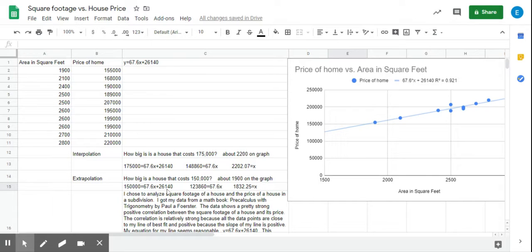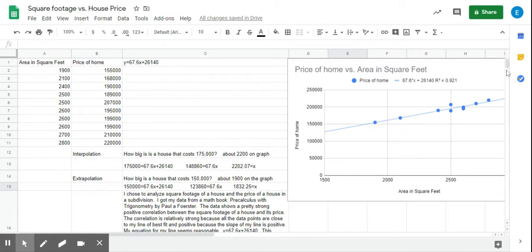And so then I subtract that 26,140 from both sides, and I get 123,860 equals 67.6x. I divide both sides by that 67.6, and I get 1,832.25 square feet. So not as close to that 1900 that I estimated on the graph, but that is the answer. So that's my questions for extrapolation and interpolation.